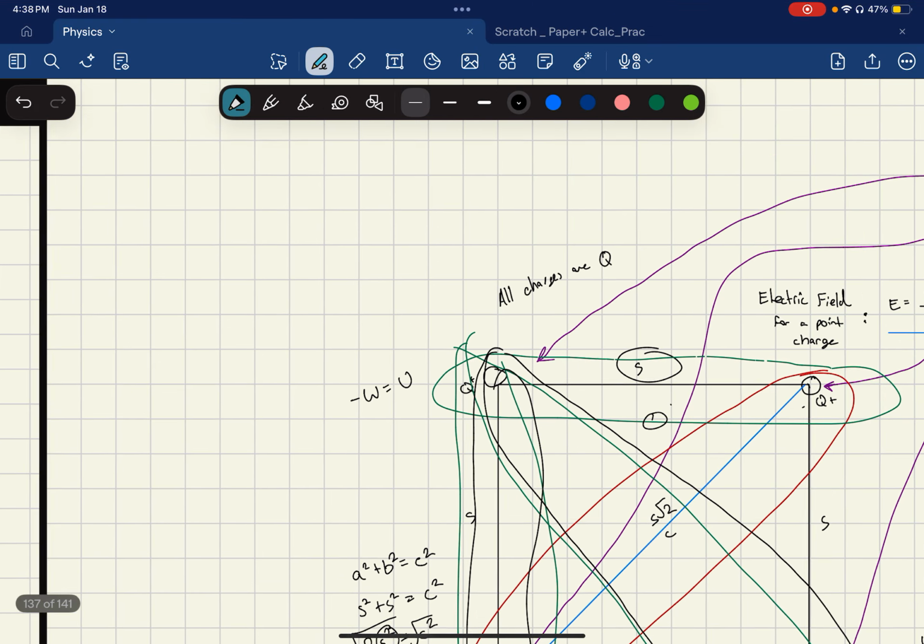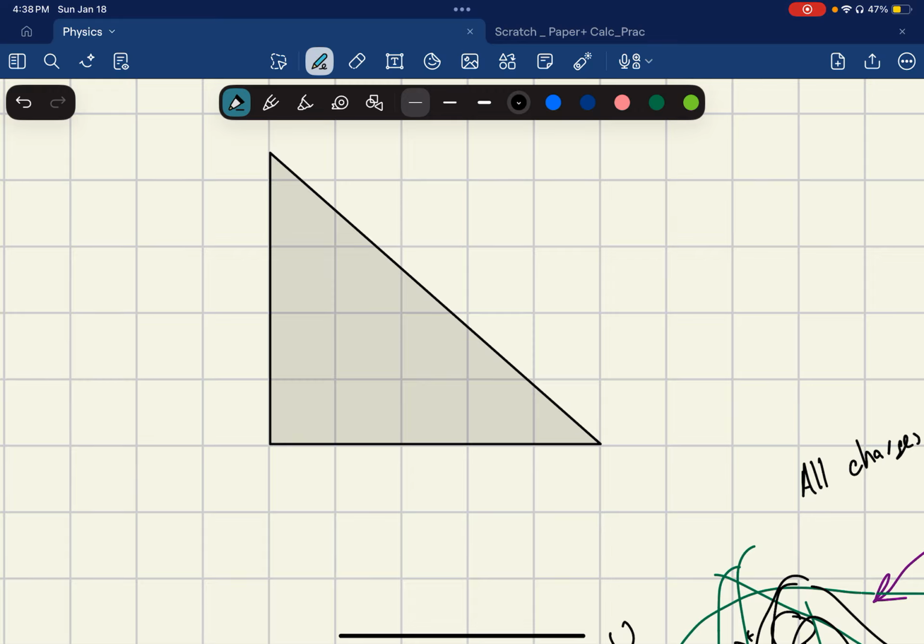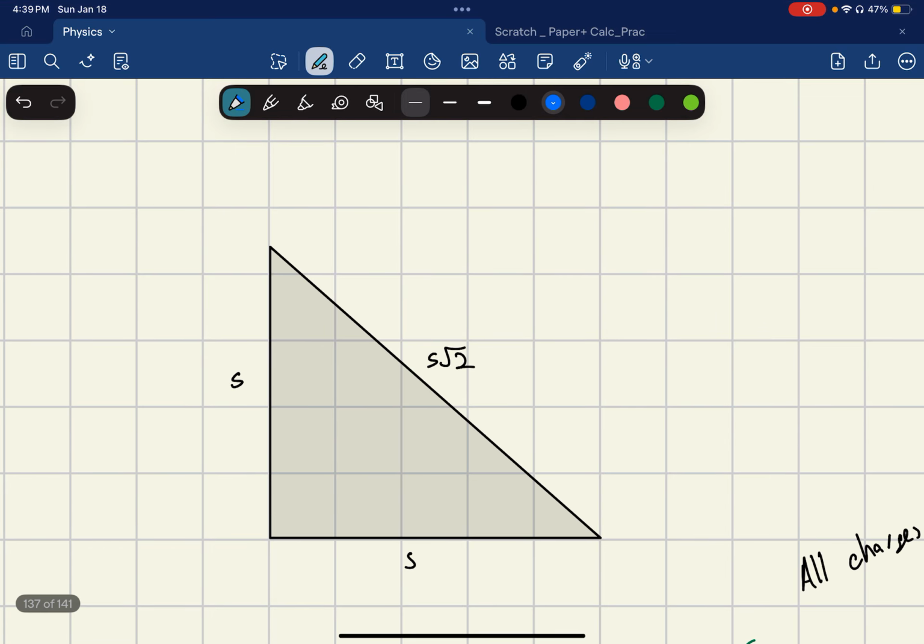For example, let's say we brought a triangle over. You had a triangle like this, and this was S, this was S, and this would have to be S root 2, using the Pythagorean theorem and the rule for 45, 45, 90-degree triangles. And then we had Q's here, Q. But let's say this was 2Q, and this was 3Q. Now what would be the potential energy of the system?